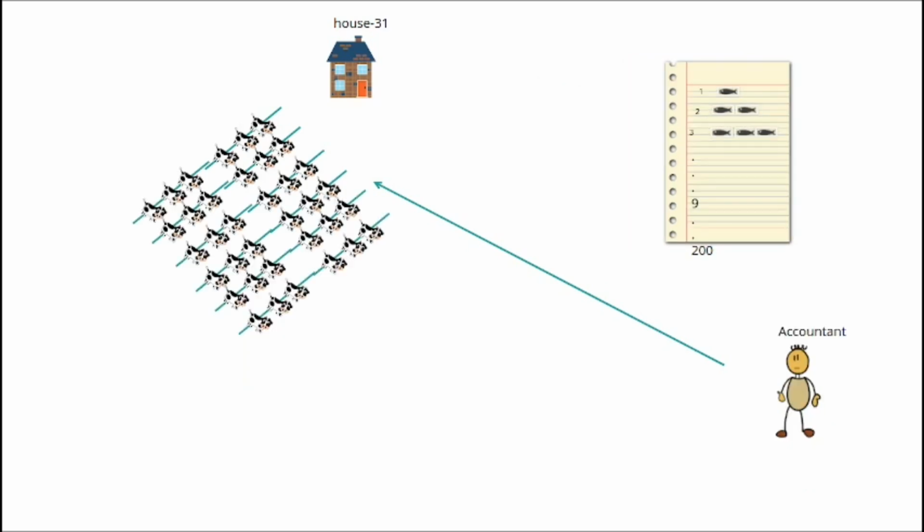But still this is a problem. Suppose he goes to house number 31, and there are lots of cows there. So if he does it like the previous one, comparing, then it takes 160 seconds and the energy it takes is 1550. Still it takes lots of time, as you can see.